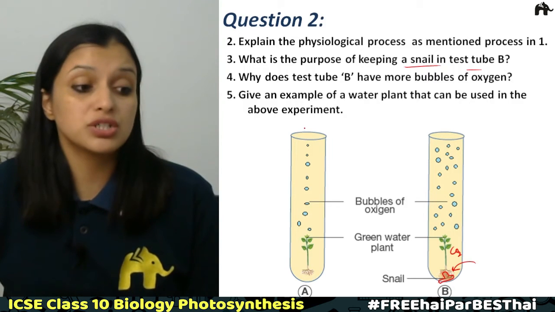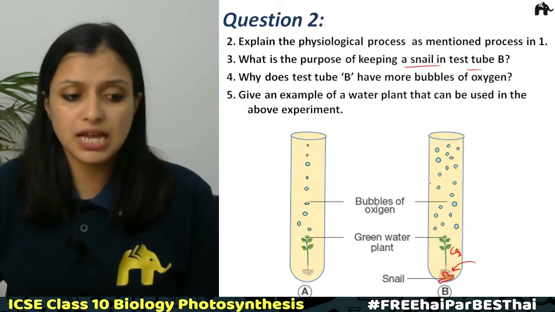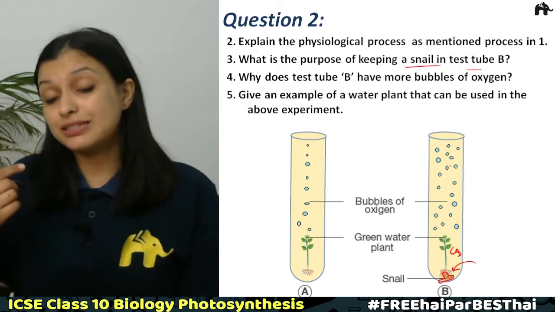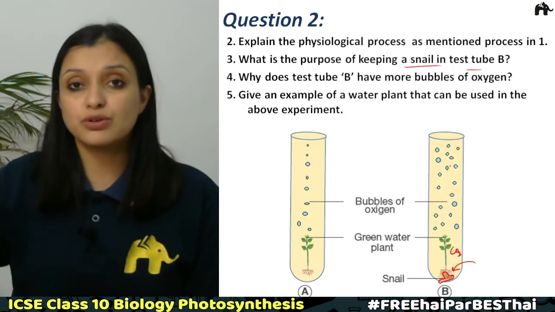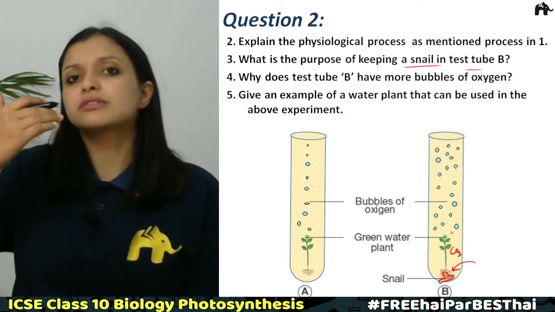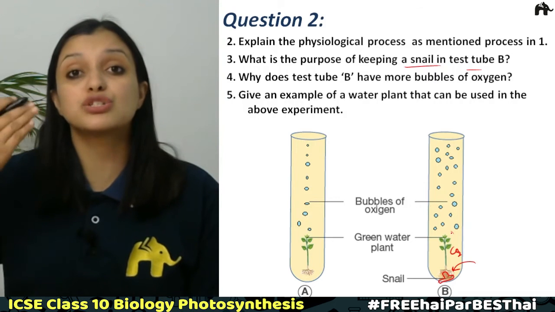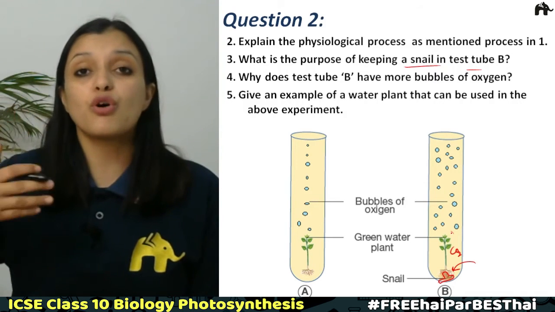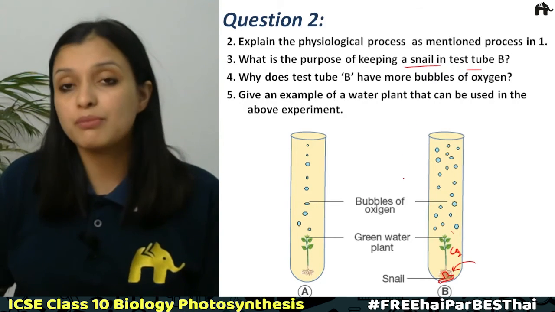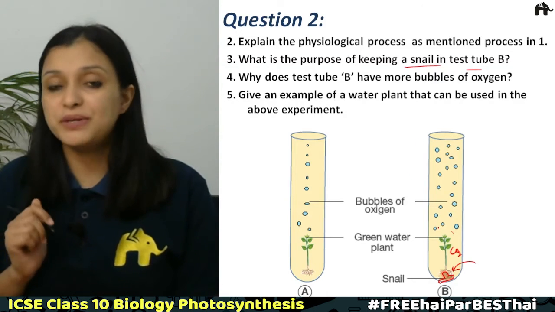Now the fourth question is, why does test tube B have more bubbles of oxygen? Because the snail is respiring, so that snail is giving out carbon dioxide. This carbon dioxide is being used by the green plant, so the rate of photosynthesis has increased, so there is an increase in the level of oxygen concentration also, so more oxygen is being given out by the plant. In that case, there are more oxygen bubbles that are being seen in test tube B.